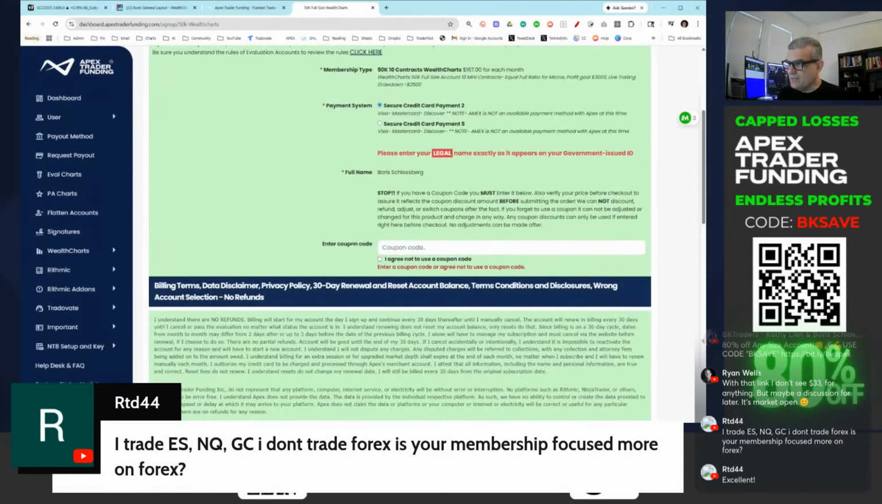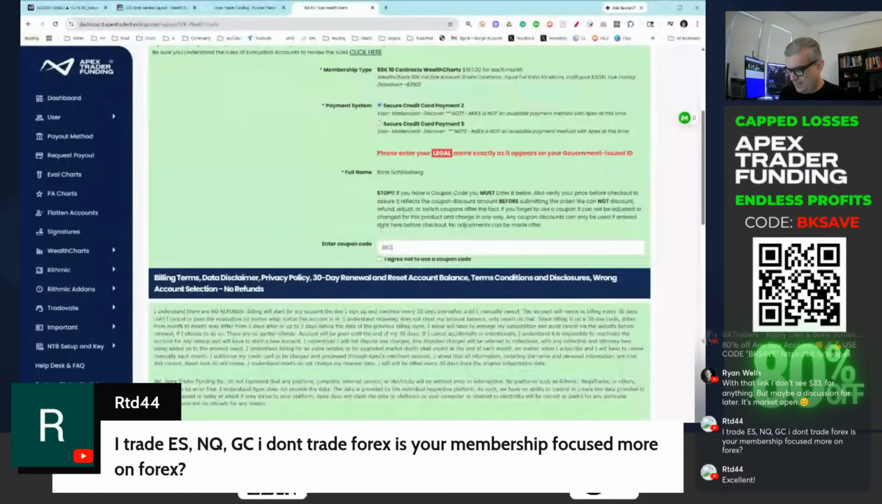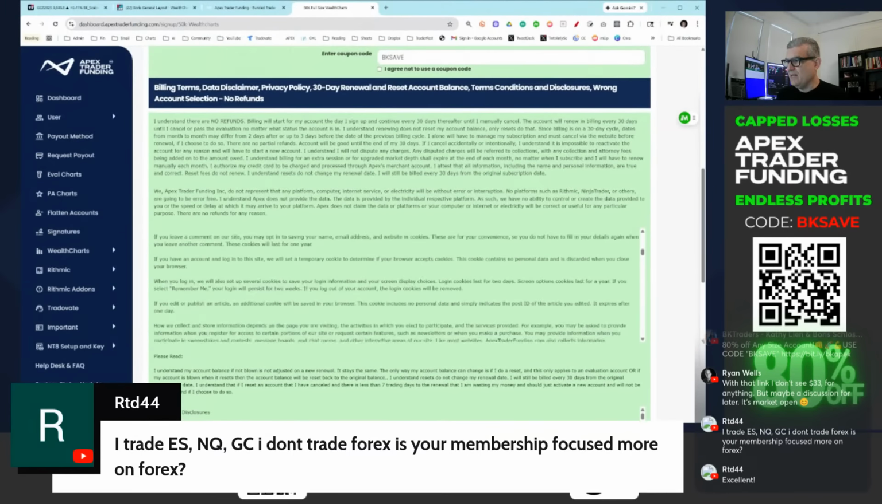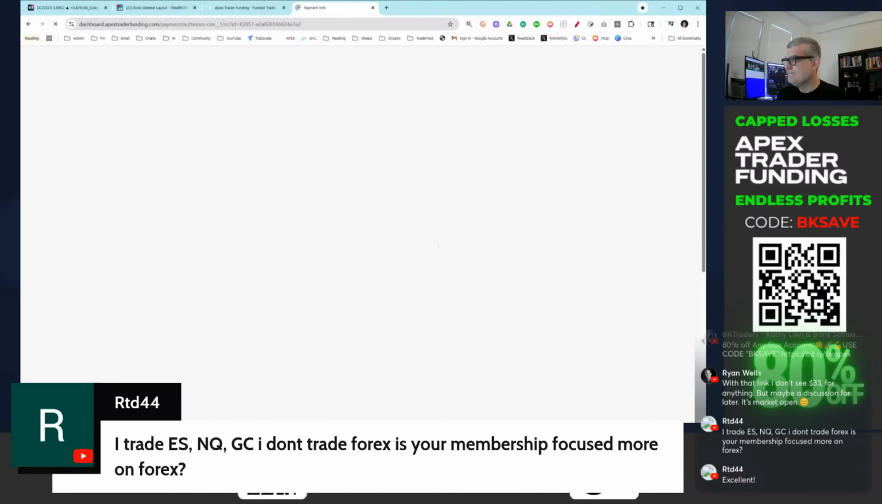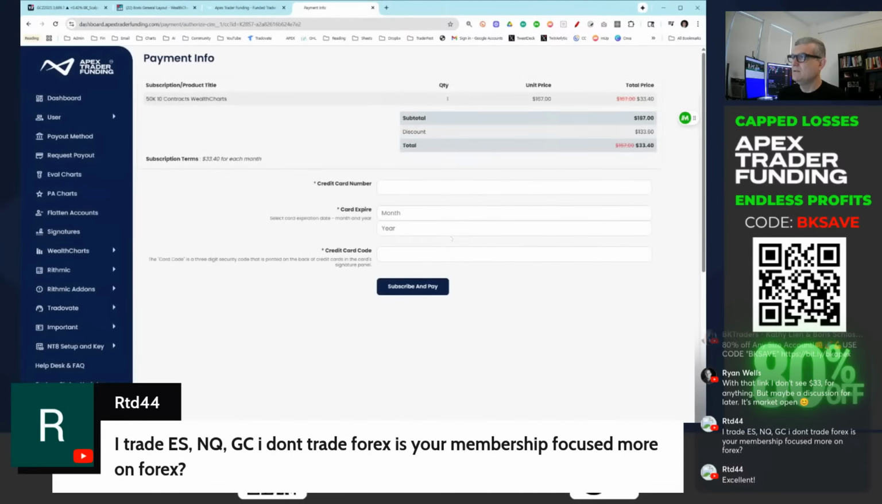The very important part is when it says enter coupon code, you say BK save. If you do that, you're going to get the absolute best discount. If you don't do that, you're going to get the full price. Then you click next. Do you see the regular price is 167, but you're only paying 33? That's how you buy them. Let me know if that's clear. And anybody else who's watching, that is how you buy them, and that's how you trade them. Okay, my friends?